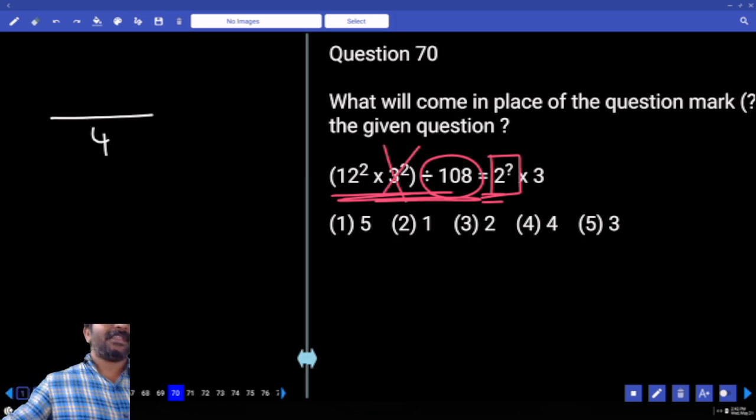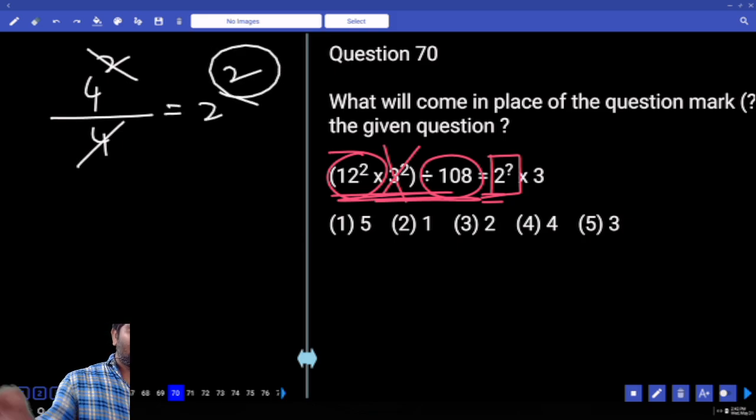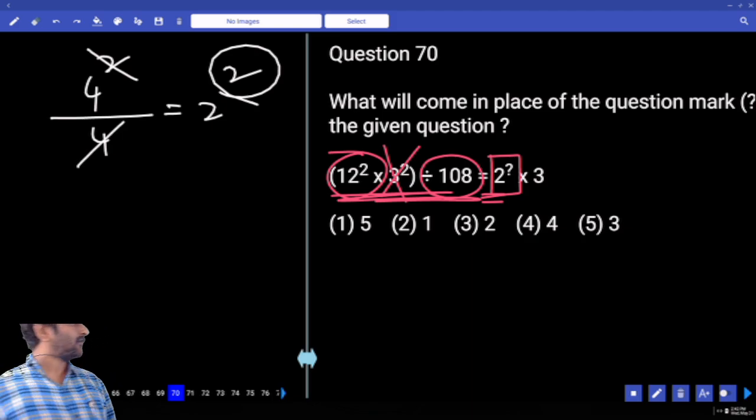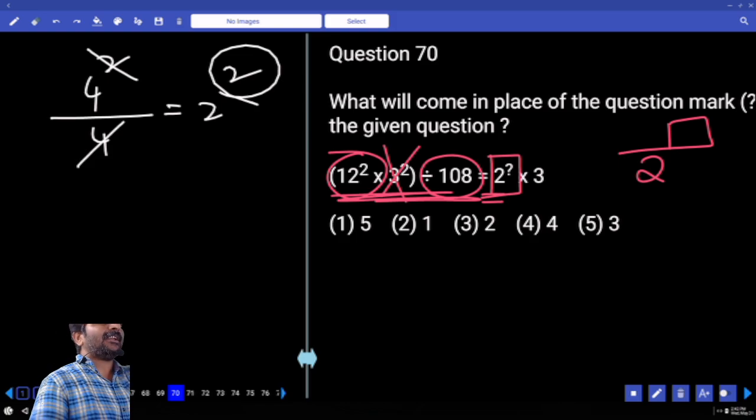3 square, it doesn't have any even number, I don't concentrate. 12 square, is it 4 multiple? Base value 12 can be written as 4 into 3, right? Into 3 I don't concentrate. We have 4 square. 4 and square can be cancelled. 4 is left, which is 2 square. Answer is 2, option 3. When the question is about 2 power something, you don't have to concentrate on remaining numbers. It may be 3 multiple or 5 multiple, any numbers. If you are concentrating on 3 multiples also, you are unnecessarily wasting your time. అర్థమైందా?